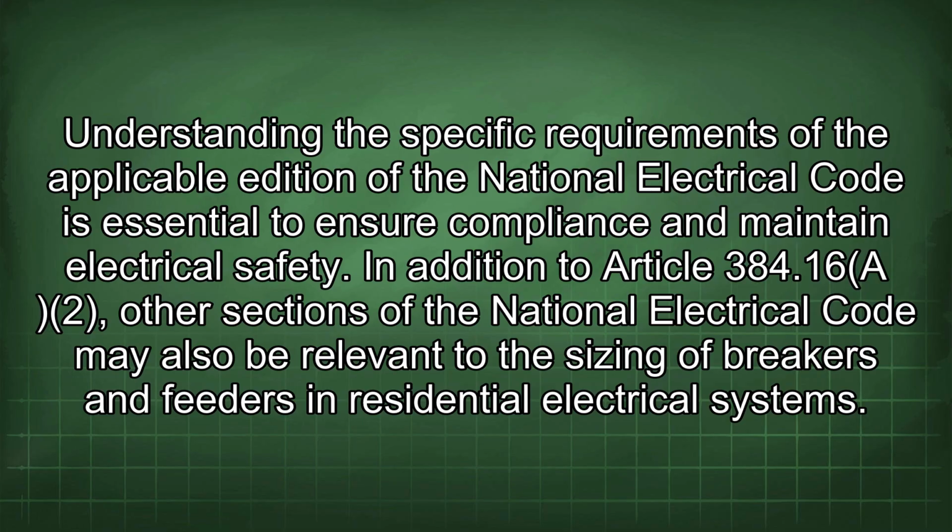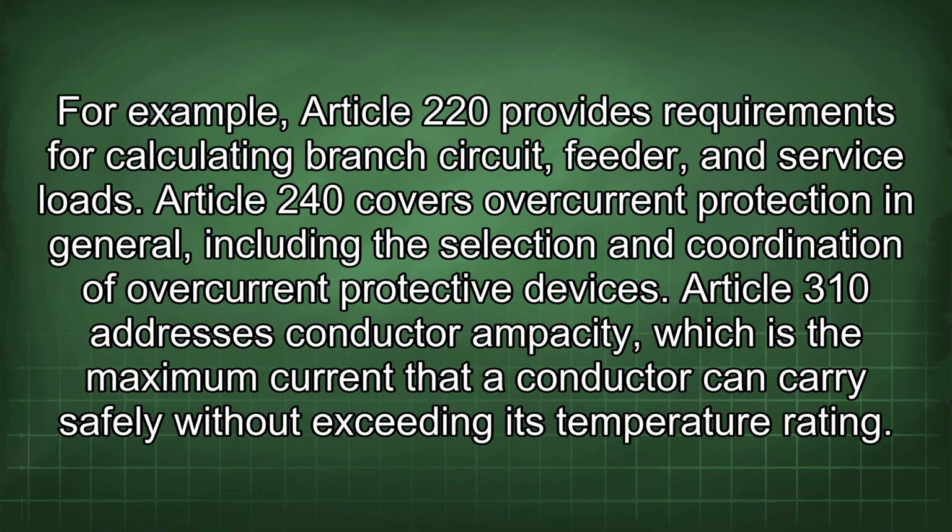In addition to Article 384.16(A)(2), other sections of the National Electrical Code may also be relevant to the sizing of breakers and feeders in residential electrical systems. For example, Article 220 provides requirements for calculating branch circuit, feeder, and service loads. Article 240 covers overcurrent protection in general, including the selection and coordination of overcurrent protective devices.